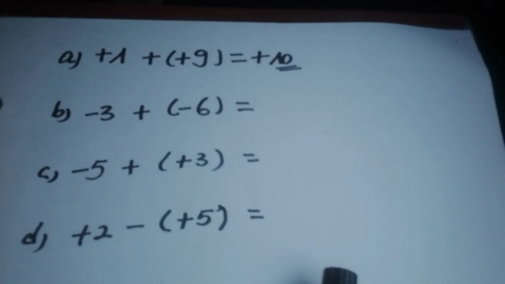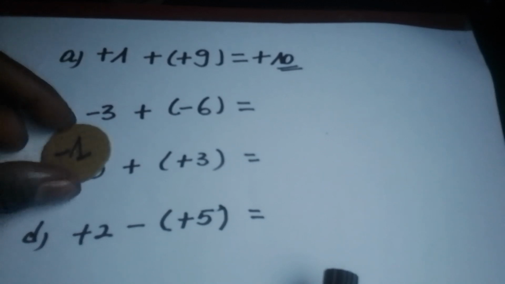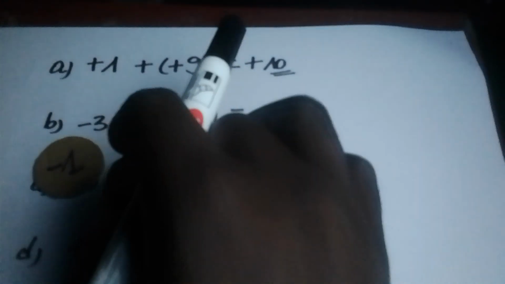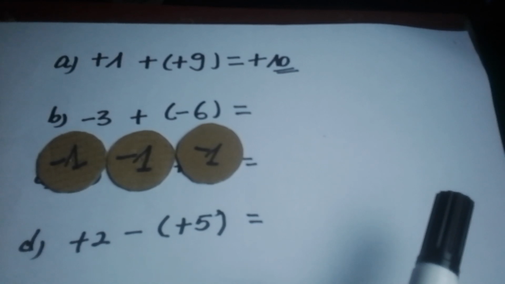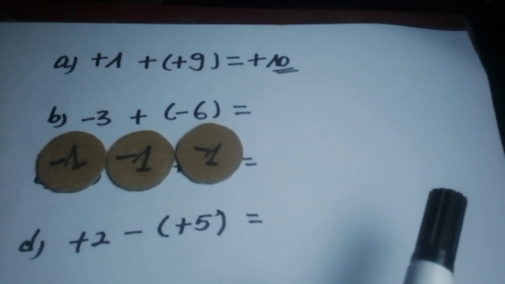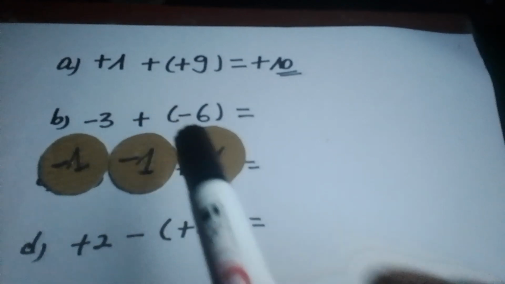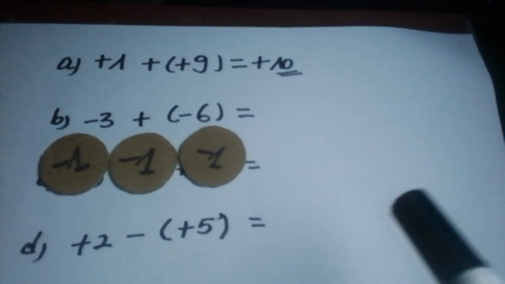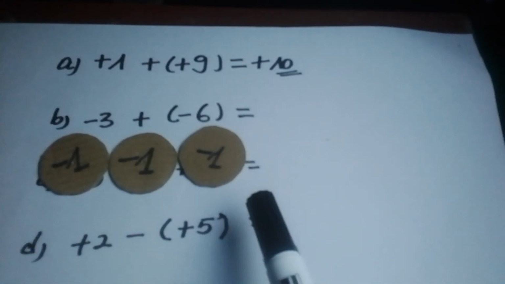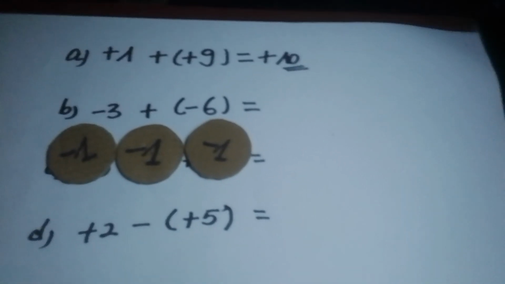Let us go to question number B. We have negative 3 plus negative 6. To model this, we put negative 3 counters: negative 1, negative 2, and negative 3. This means 3 counters with negative value. Usually, this plus means to add. I'm going to add 6 more counters with a negative value.